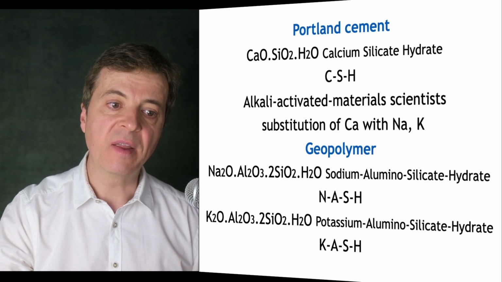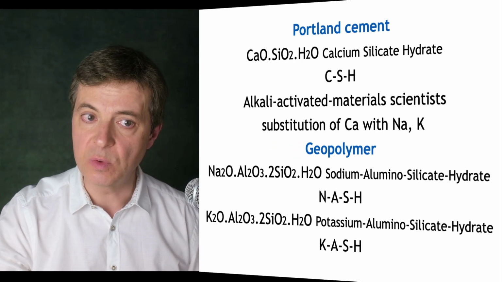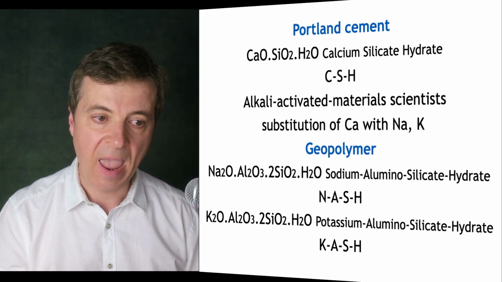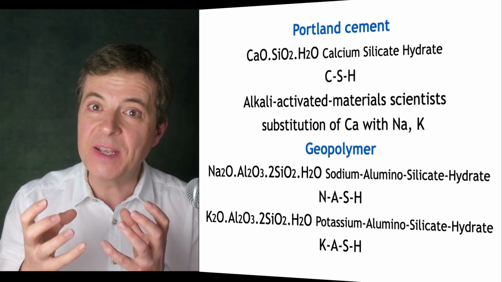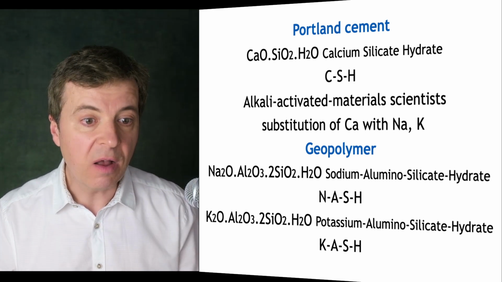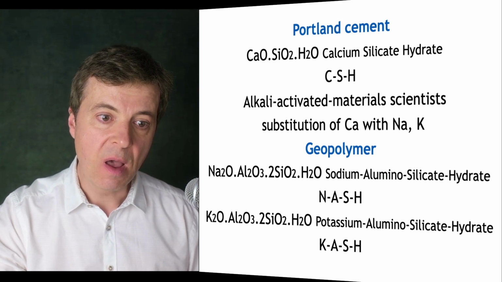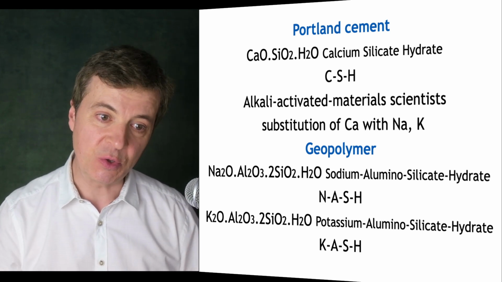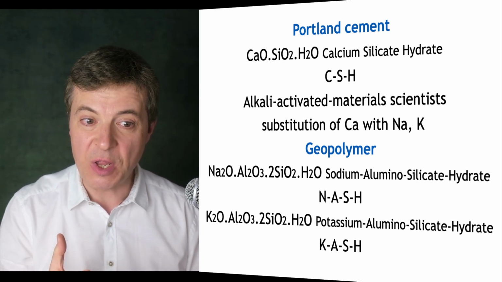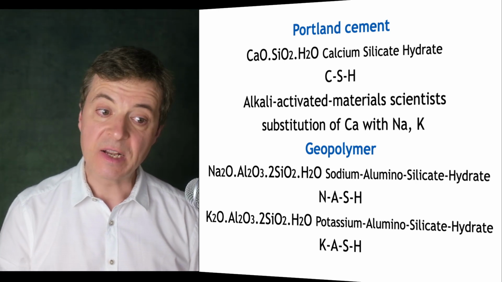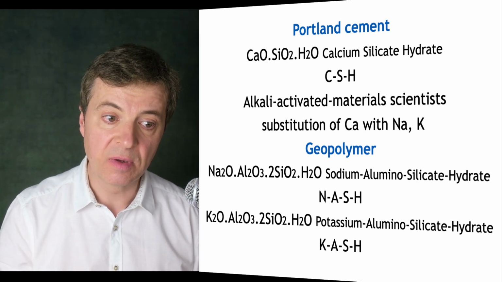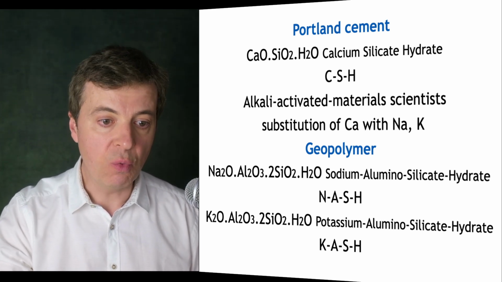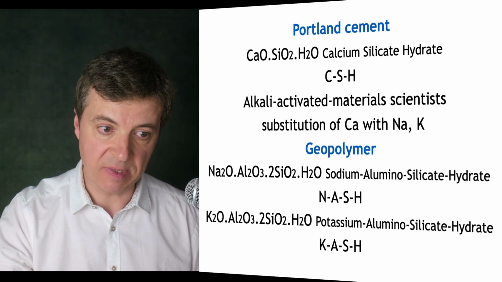We know that calcium is not soluble in water. Calcium is a mineral. It is not a salt. But sodium and potassium are very soluble in water because they are salt. So a hydrate of sodium and potassium will yield to salt migration, which is logical, giving an unstable structure. Calcium is not a salt. It is a mineral, so it does not migrate. NASH or KASH are a wrong terminology for geopolymer cement.